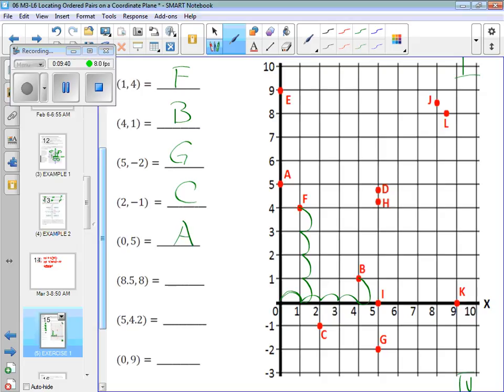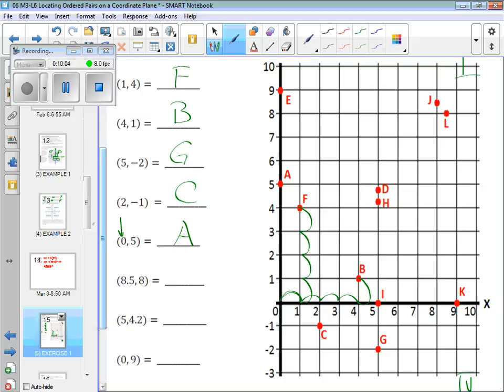Okay, always think left, right first, up, down second. So my first coordinate tells me how many steps to go left, right. If it says 0, I don't move at all left or right. Then depending on whether I'm positive or negative, I'm going to go up or down. In this case, I got to go 5 up, which takes me to A.